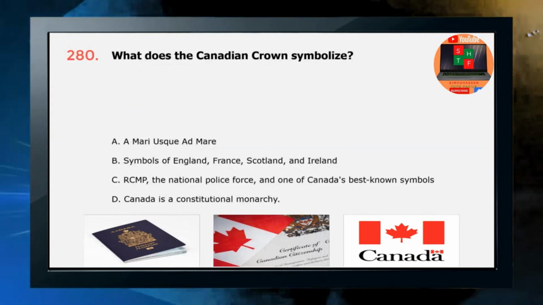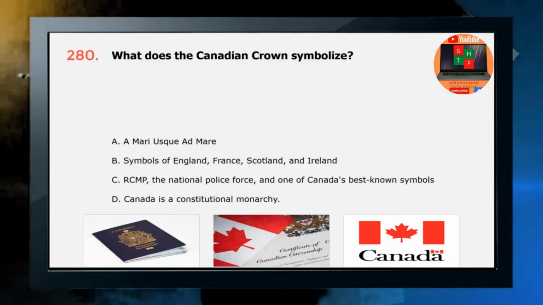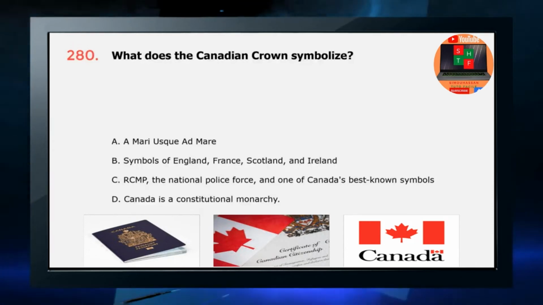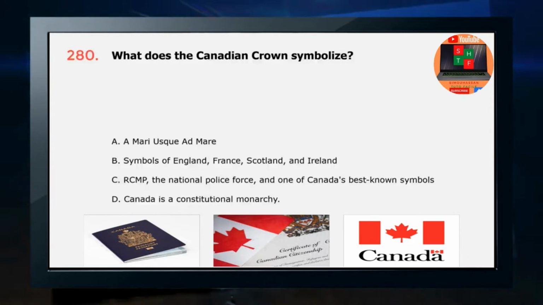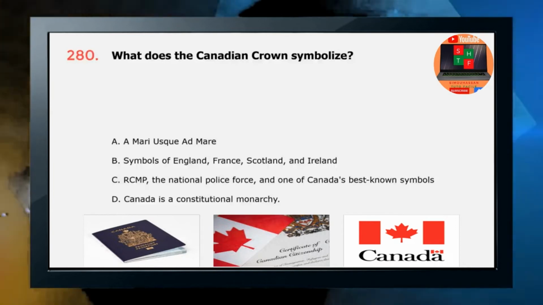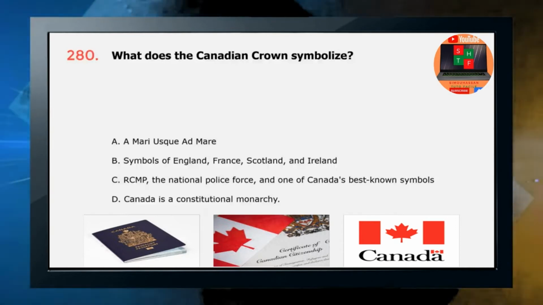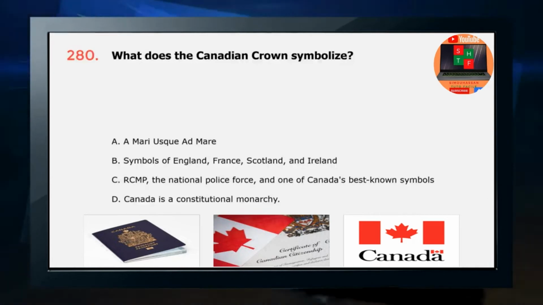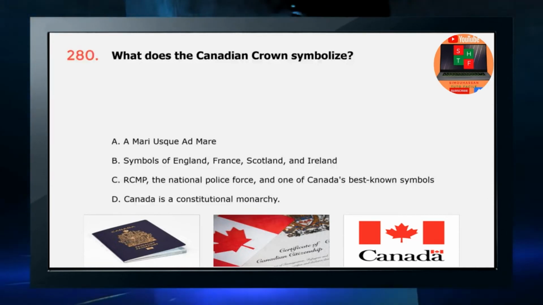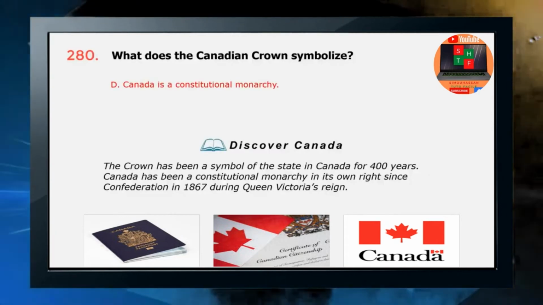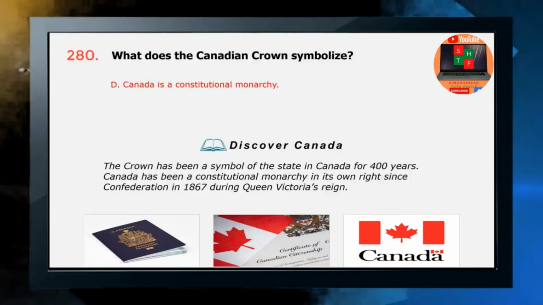Question 280. What does the Canadian crown symbolize? A. Symbols of England, France, Scotland, and Ireland. C. RCMP, the National Police Force, and one of Canada's best-known symbols. D. Canada is a constitutional monarchy. The answer is D. Canada is a constitutional monarchy.